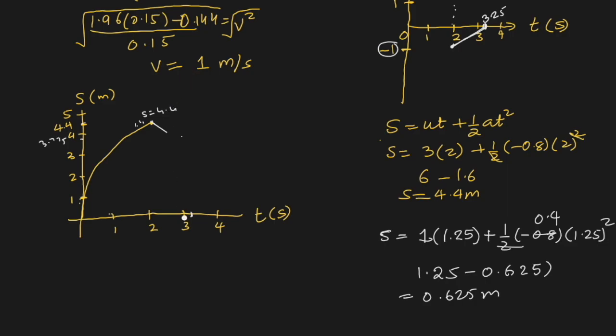It has become a line, so I'll have to undo this. Okay, like this. So it will go there and the gradient will become 0 finally, because the gradient of the s-t graph is the velocity. And this concludes our s-t graph for this question, and that also concludes this solution video.